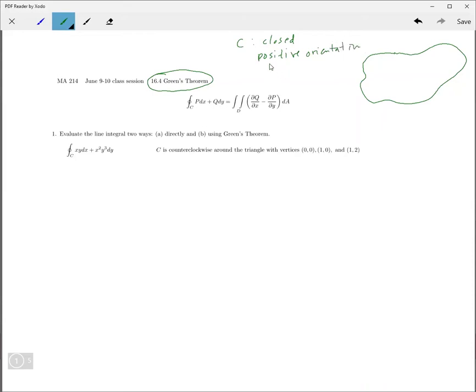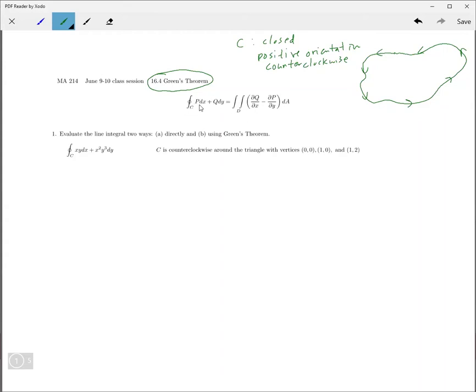And positive orientation is counterclockwise. So it has to be this orientation, like that. If it's not that orientation, that's okay. It's just that if it's not that orientation, then it's the negative. So if you take the same integral in the opposite direction, you get the negative of the original.